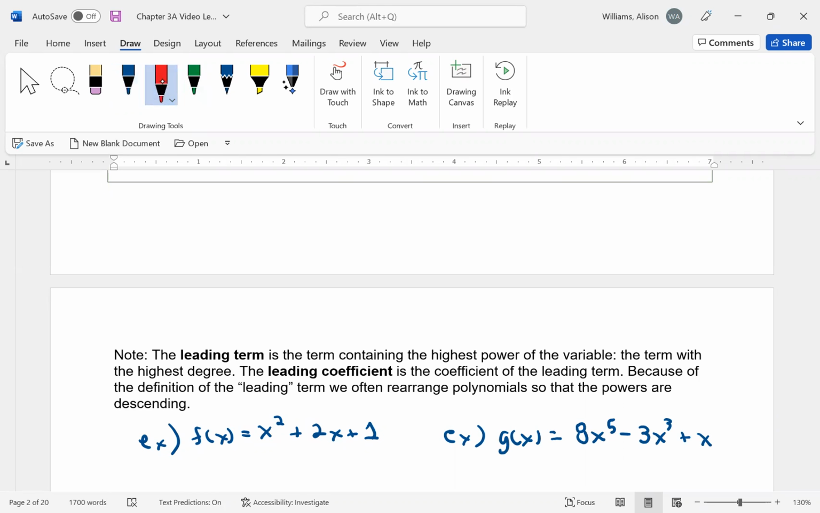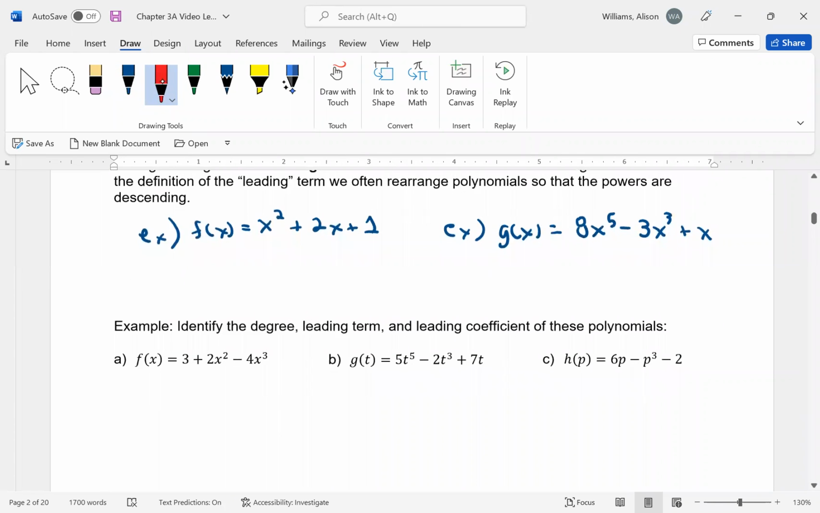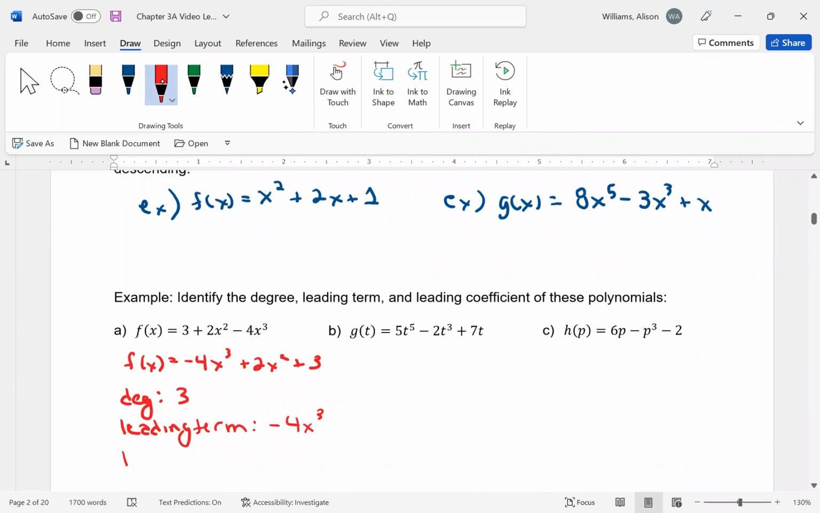Okay, let's use that in an example. Let's identify degree, leading term, and leading coefficients for these polynomials. So first thing I want to do is make sure they're in descending order. The first one is not, so I'm going to go ahead and rearrange it. Negative 4x cubed plus 2x squared plus 3. Degree of this is going to be 3, the highest power. The leading term would be the negative 4x cubed, but the leading coefficient would just be the negative 4.